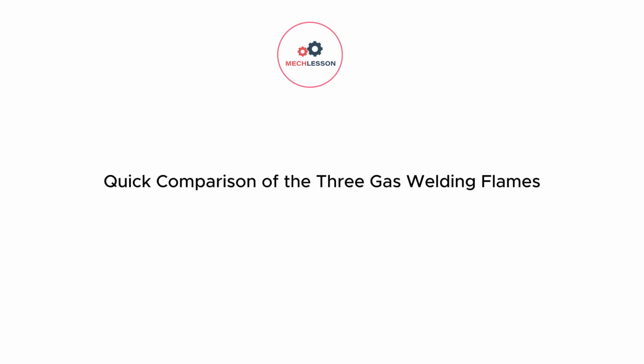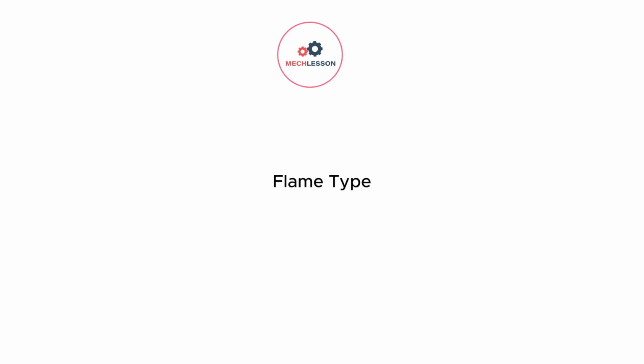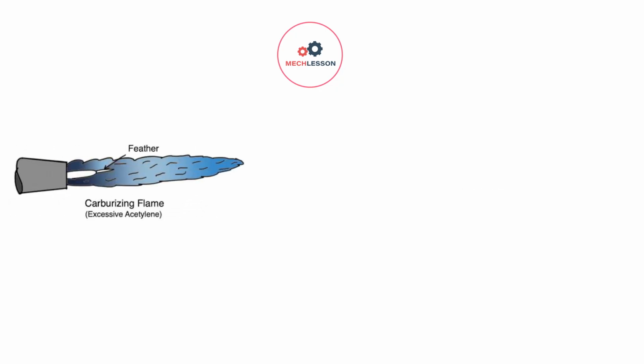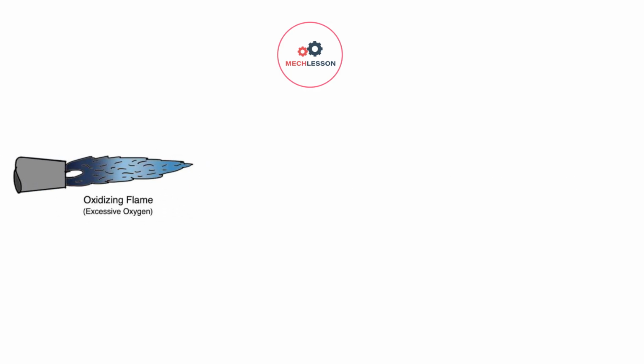Quick comparison of the 3 gas welding flames. Flame type, oxygen ratio, temperature, main use. Neutral flame, equal oxygen and acetylene, about 5,850 degrees Fahrenheit. General welding. Carburizing flame, excess acetylene, about 3,700 degrees Fahrenheit. Hard facing, nickel welding, brazing. Oxidizing flame, excess oxygen, about 6,300 degrees Fahrenheit. Cutting, brass and copper welding.